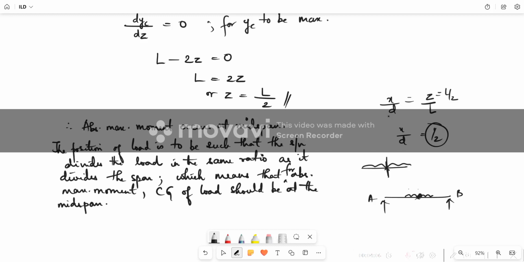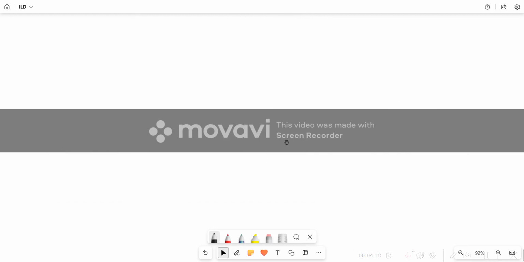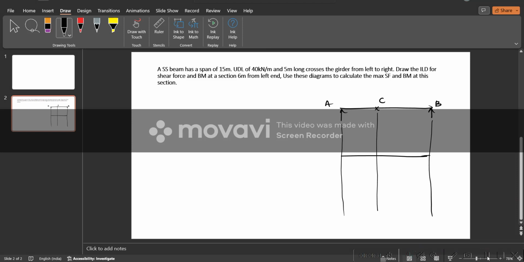Next, we are going to see a problem, and then we will move on to a train of concentrated loads. So we'll move on to a problem. In this, the question is this: a simply supported beam.